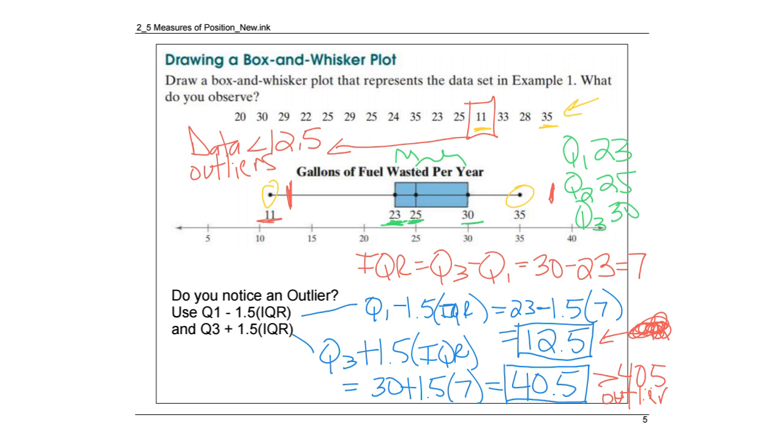And you can't really just look at it. Eyeballing it, we probably could have thought, okay, well, 11's pretty far away. But what if it had been 13? 13 would have looked far away too, but it wouldn't have been an outlier. So you have to use the formulas down here to figure out the outliers.